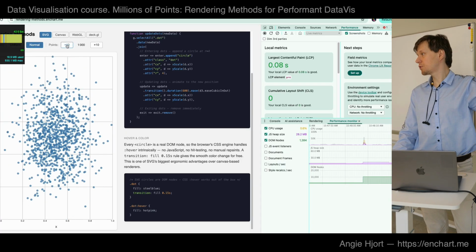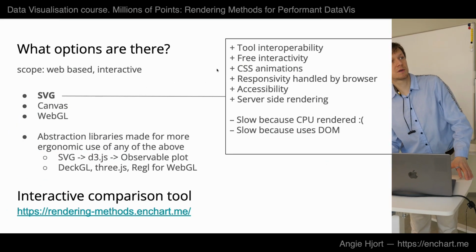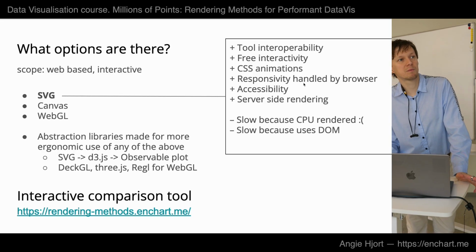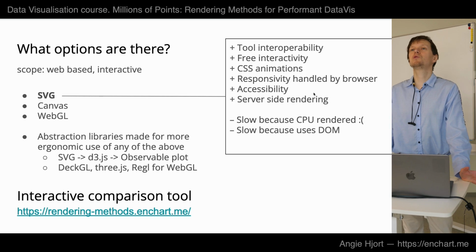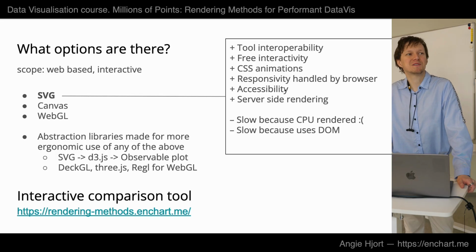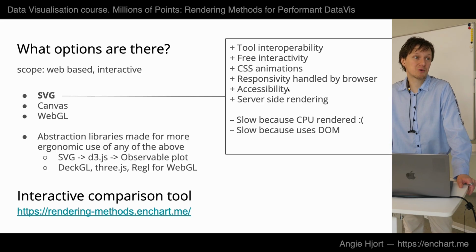You see how this code is very compact and easy to read and very usable. But this is SVG for you. What else? Free interactivity, CSS animations, responsivity handled by the browser. So you get all the niceties that the web standards provide for you. Accessibility, yeah. So you can send a screen reader to read the web page, and it would read the circles, and it would be able potentially to read where the circles are located and where the clusters are and so on. And then you can do server-side rendering.